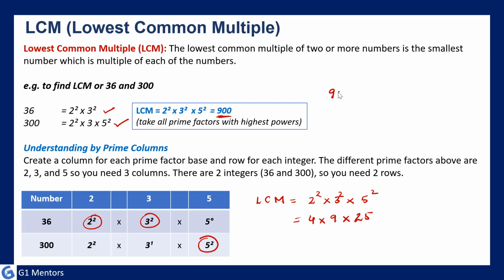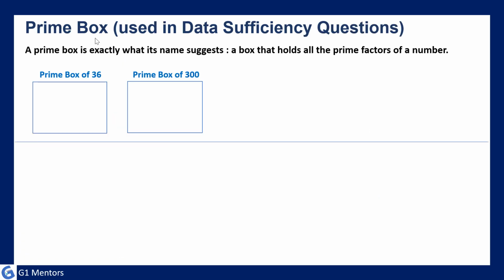It means that 900 is the lowest common multiple of 36 and 300. It is divisible by 36 as well, and 900 is divisible by 300 as well. This is the LCM concept. Now let us study one of the important topics of prime numbers, which is a prime box. Prime numbers are normally tested in the data sufficiency questions. A prime box is exactly what the name suggests, a box that holds all the prime factors of a number.